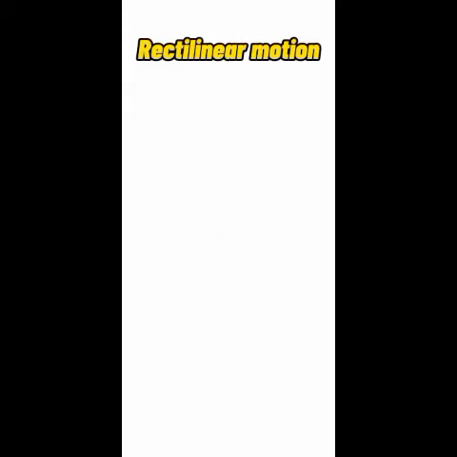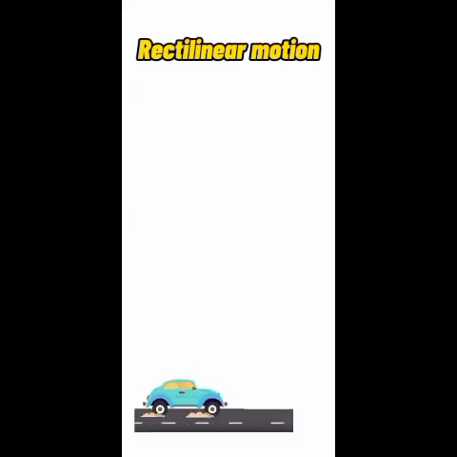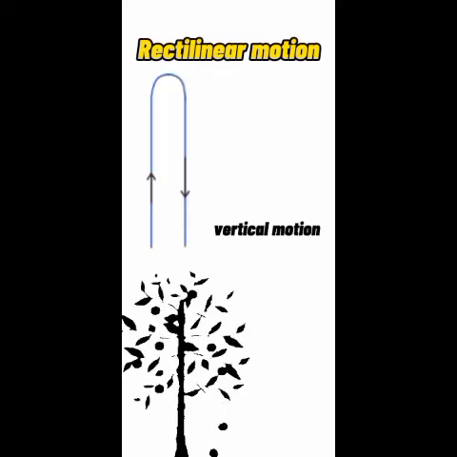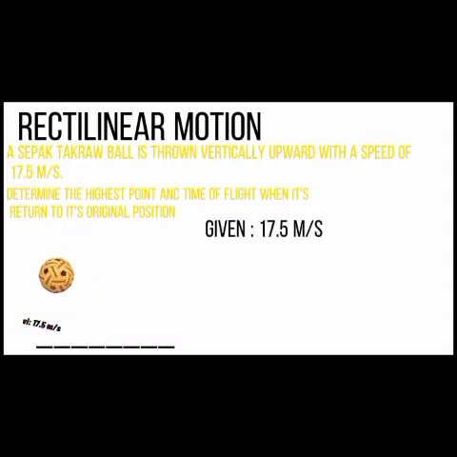So kapag horizontal motion, common example nito is yung a car moving along a straight line. While sa vertical motion naman, an apple falling from a tree. A ball is thrown vertically upward with a speed of 17.5 meter per second, determine the highest point and time of flight when it returns to its original position.